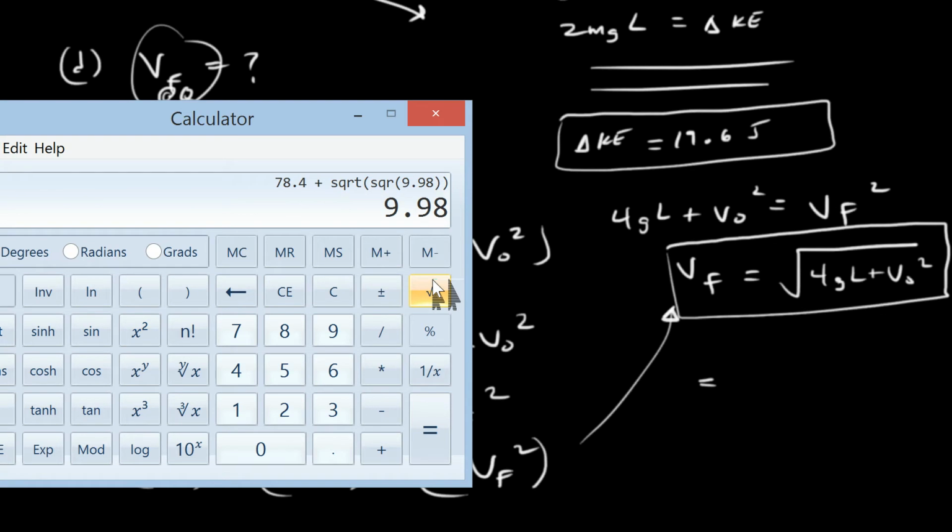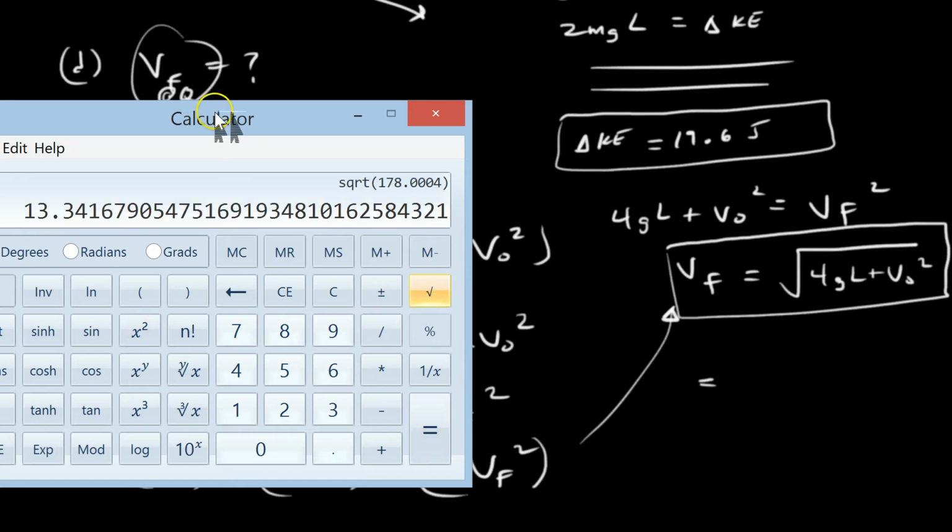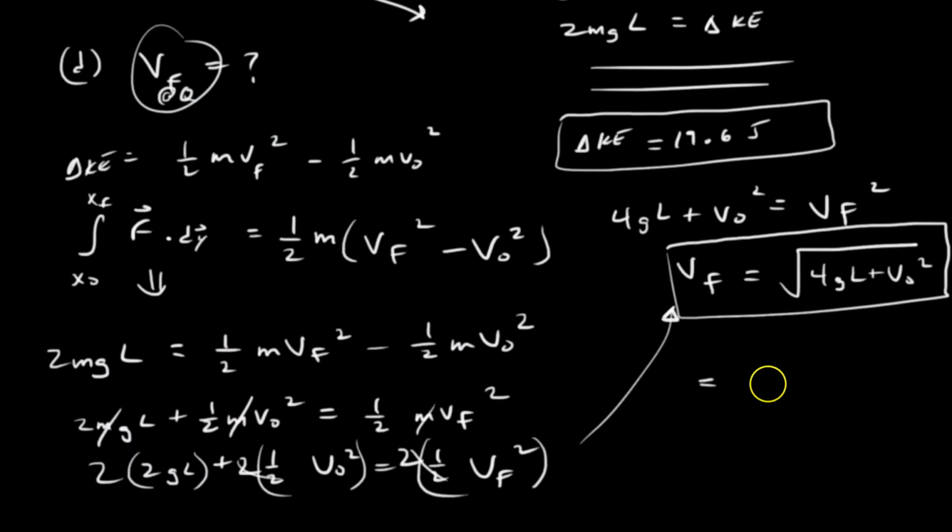No, we did this wrong. I messed up. Okay, so 4 times 9.8 times 2, plus v0, 9.98 squared. There it is. 178. And then we take the whole square root of that, which is equal to 13.34. So the magnitude of vf is 13.34 meters per second.